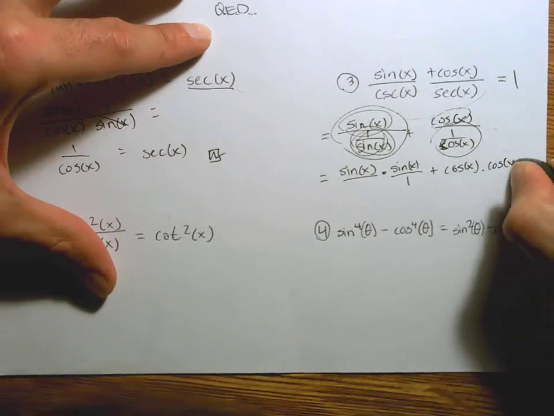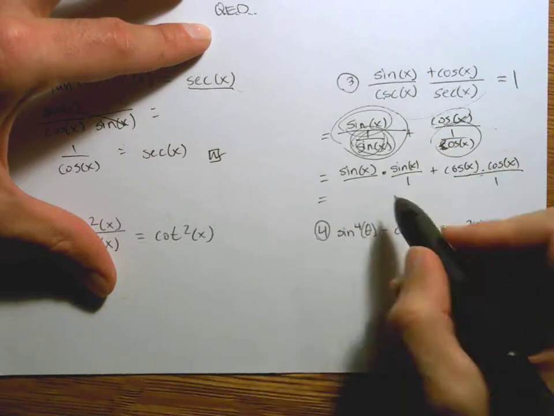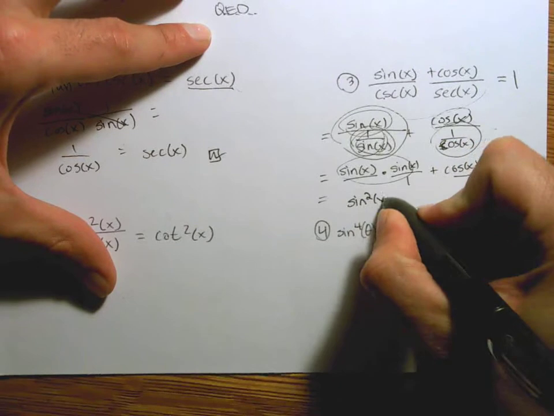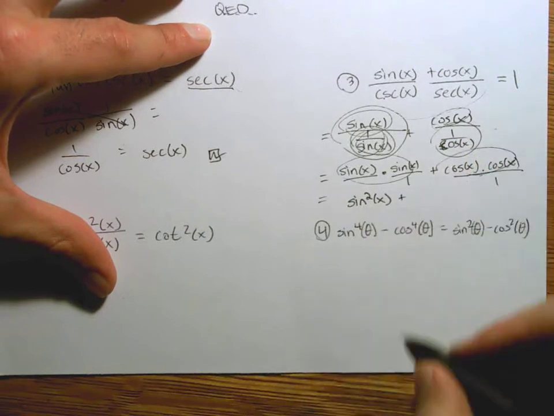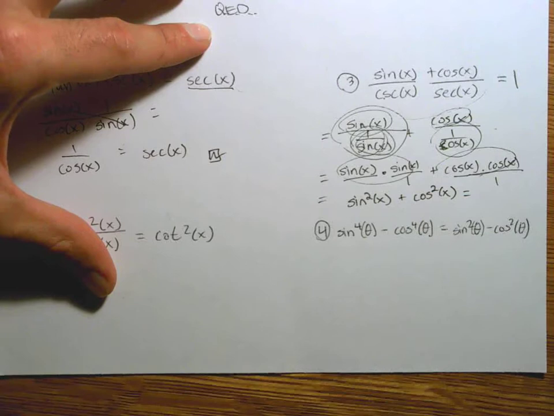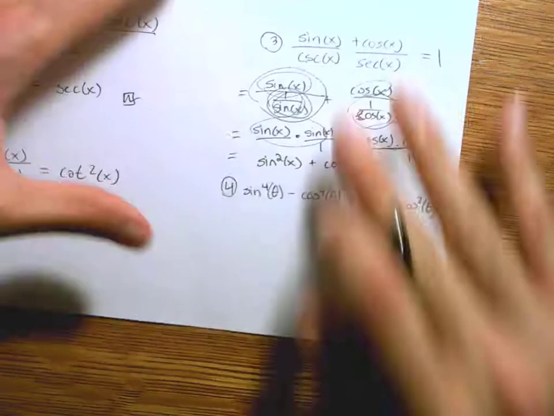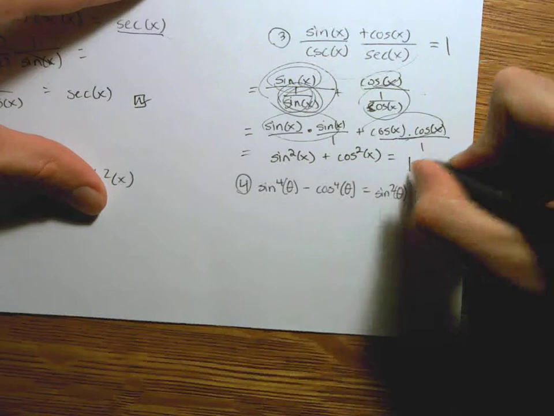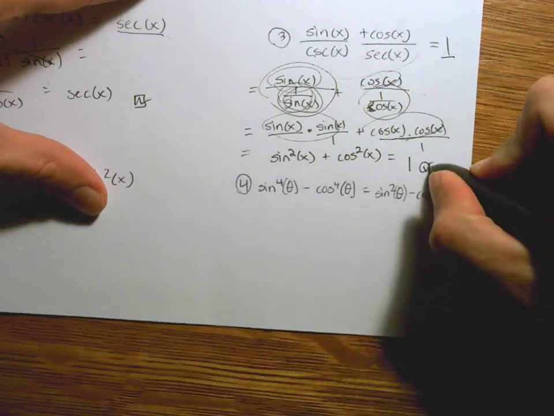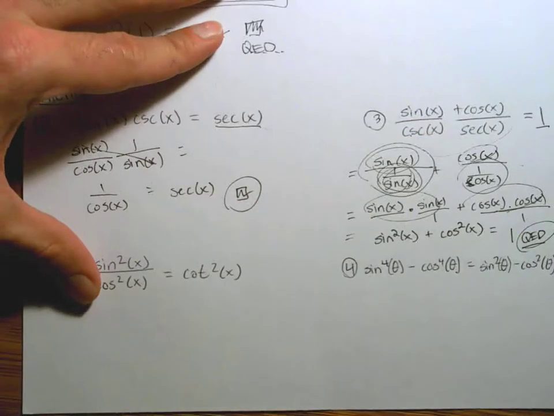What does that stuff equal? Well, sine times sine is what? Sine squared. What is cosine times cosine? Cosine squared. By the identities that we have up here, we know that that stuff is equal to 1, which is what we were trying to find. So I can write QED. Does it matter if I write QED or draw this little square? Nope, they mean the same thing.